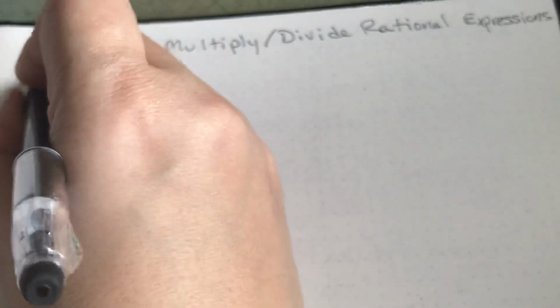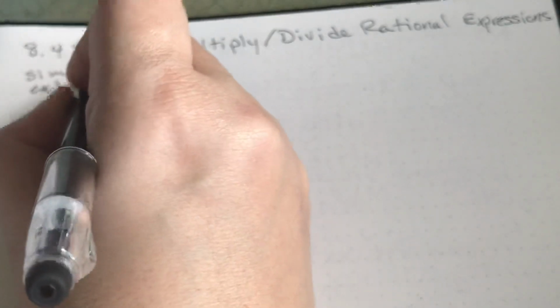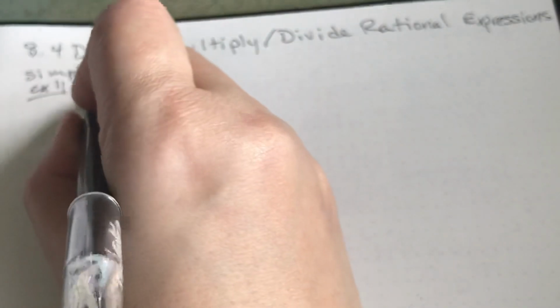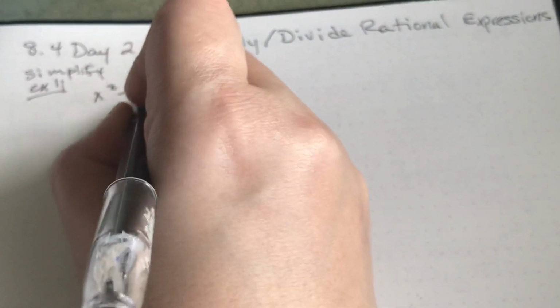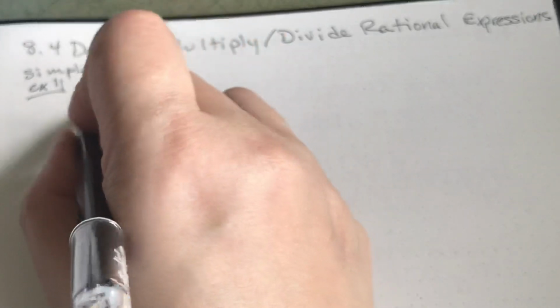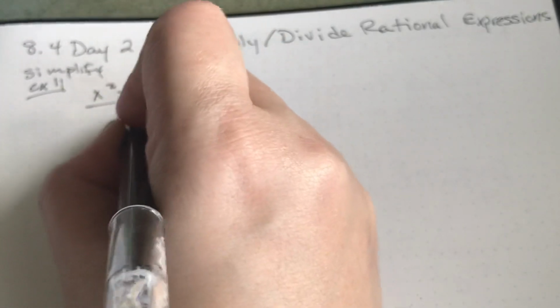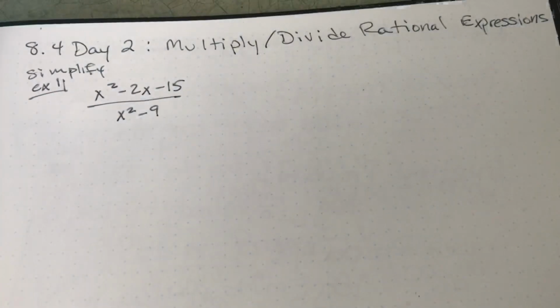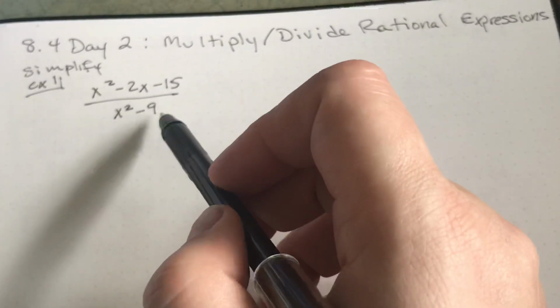So example 1, and this is simplifying. Sorry, I should have said that first. Simplify. Example 1. If I have x squared minus 2x minus 15 divided by x squared minus 9. Okay. So the first thing I want to do here is factor.